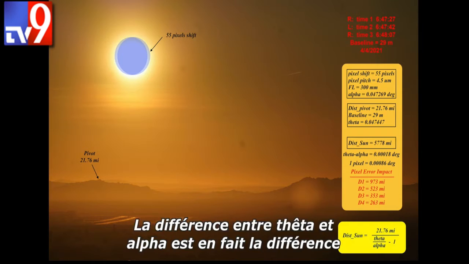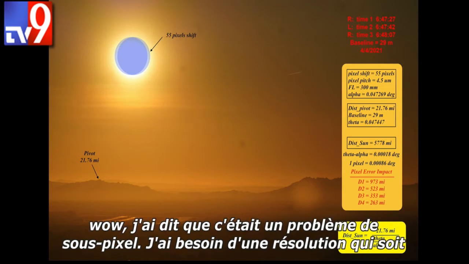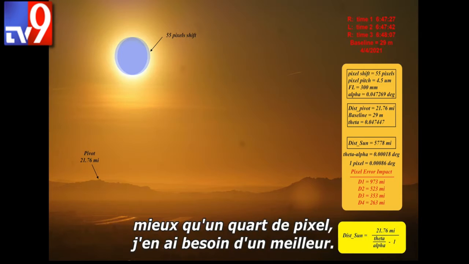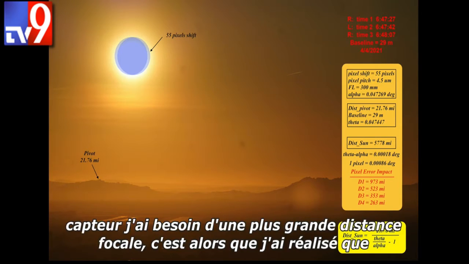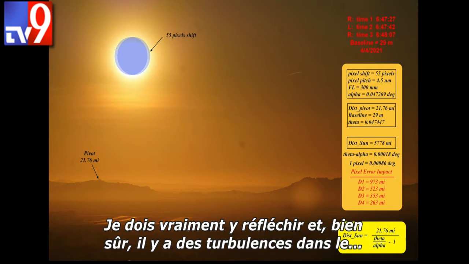This difference between theta and alpha is actually the difference from the calculated position to infinity. Wow, I said, this is a sub-pixel problem. I need a resolution that's better than 1/4 of a pixel. I need a better sensor. I need a longer focal length. That's when I realized that this is no easy matter. This is not a walk in the park. You really have to think about this.